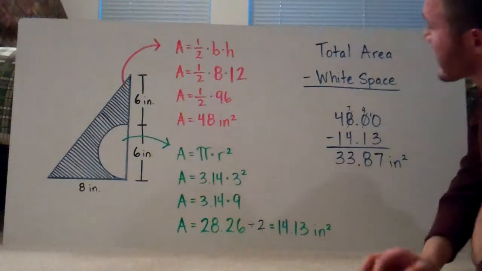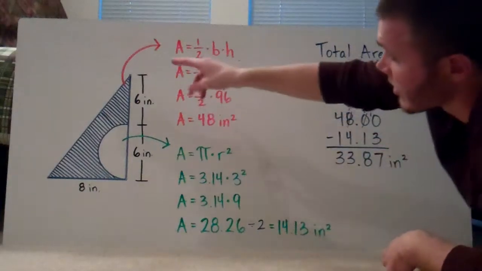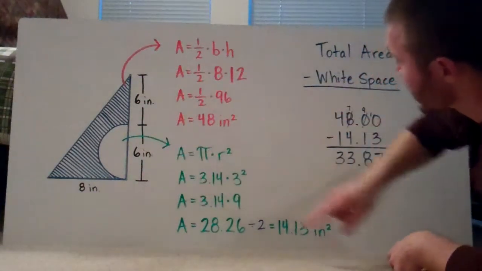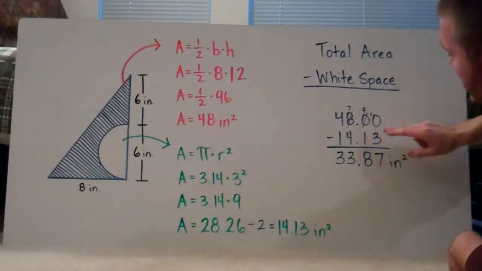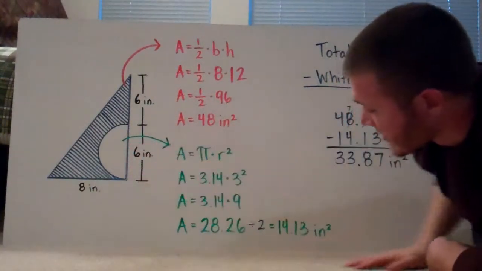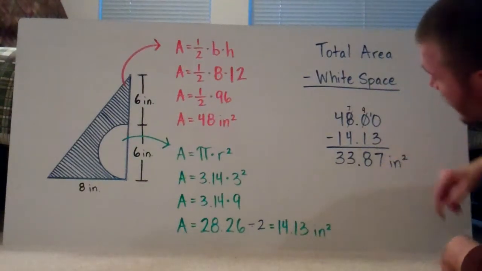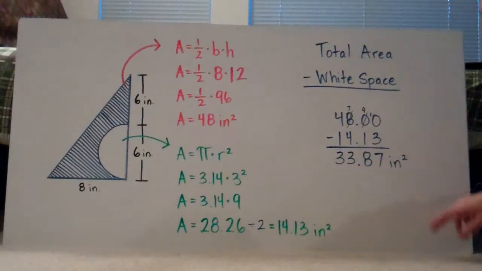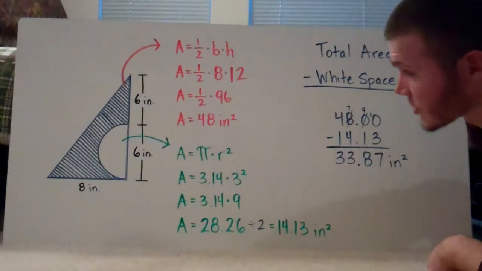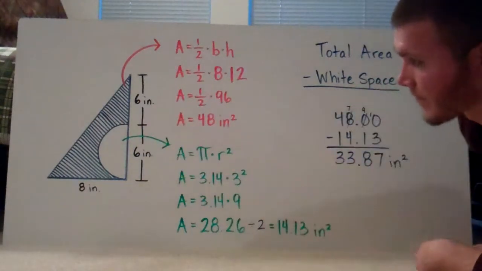So now I have to take the total area minus the white space. The total area of the whole shape, that's 48, minus the white space, the area of that semicircle. So I have to do 48 minus 14.13. When I do that, I get 33.87 square inches for the area of the shaded region.